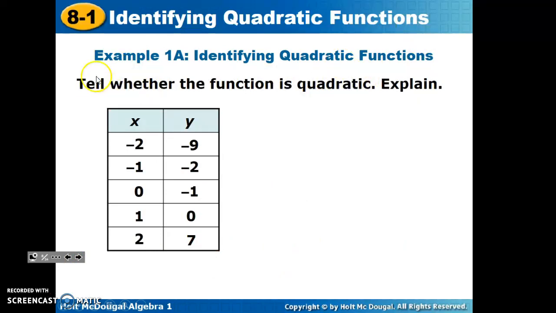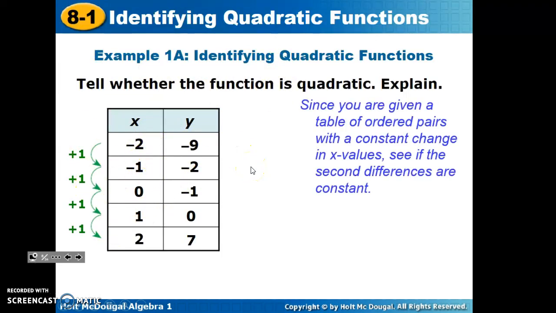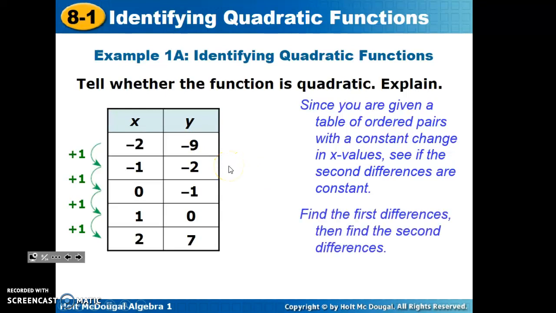Identifying quadratic functions, we're going to tell whether this function is quadratic or not. First of all, we look at the change in the x values. We see that we have a constant change of 1. Since you're given a table of ordered pairs, see if the second differences of the y values are constant. So we look at our first differences from -9 to -2. We went up by 7, up by 1, up by 1, and then up by 7. We can see a real symmetry here, and later on that will point us in a direction to determine where we might find our vertex.